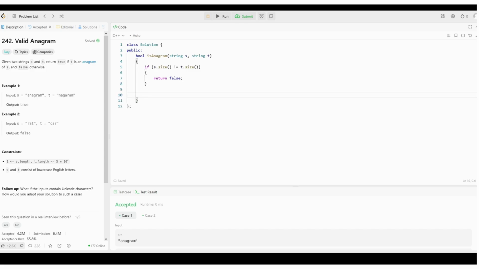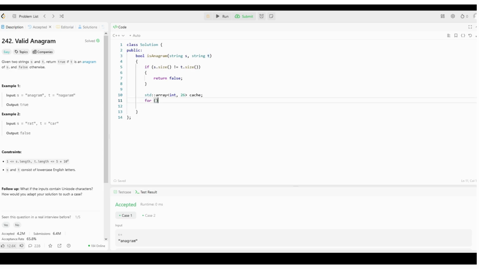But if s and t are of same sizes, we said we are going to use an array of ints, and we are going to have 26 possible slots representing each letter, A to Z. And let's call this cache, right? Then we can go over the input strings one at a time. And for S we said we are going to add 1 to the slot, and for T we are going to reduce 1 from the slot, from the right index.